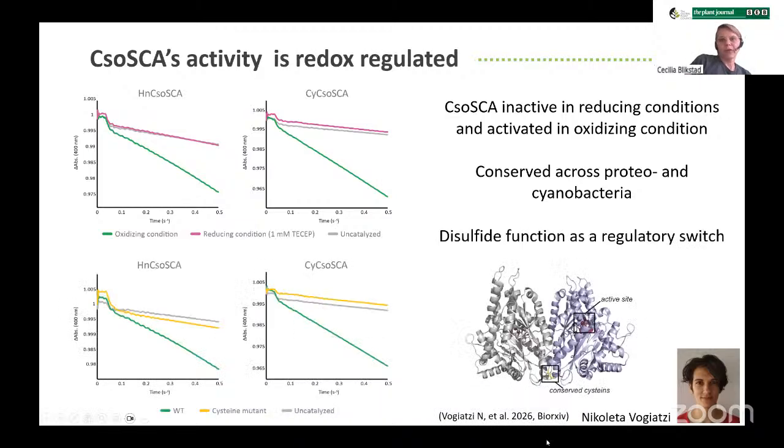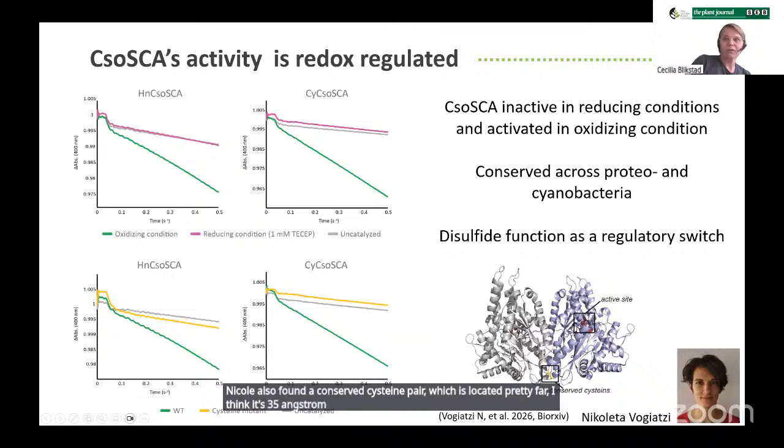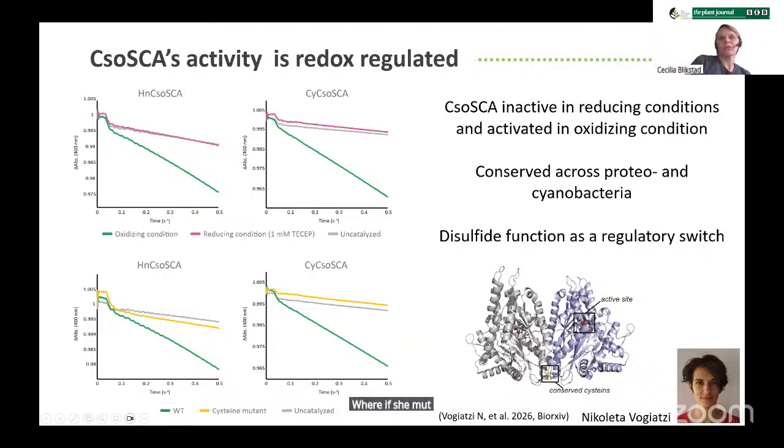Nicole also found a conserved cysteine pair, which is located pretty far, I think it's 35 angstrom away from the active site, where if she mutates these cysteines, we lose all activity of the enzyme. So this disulfide probably functions as a regulatory switch.